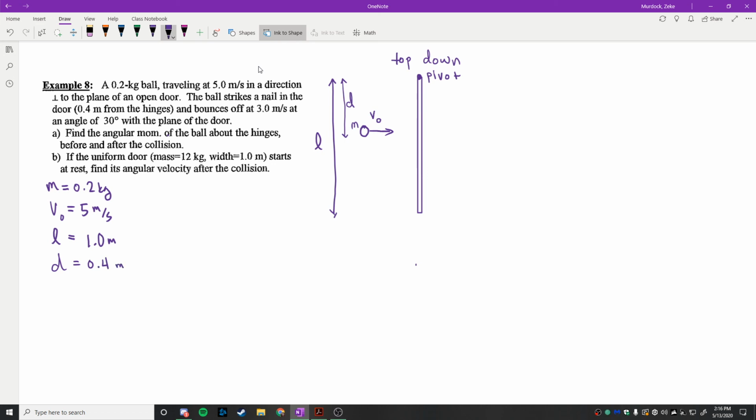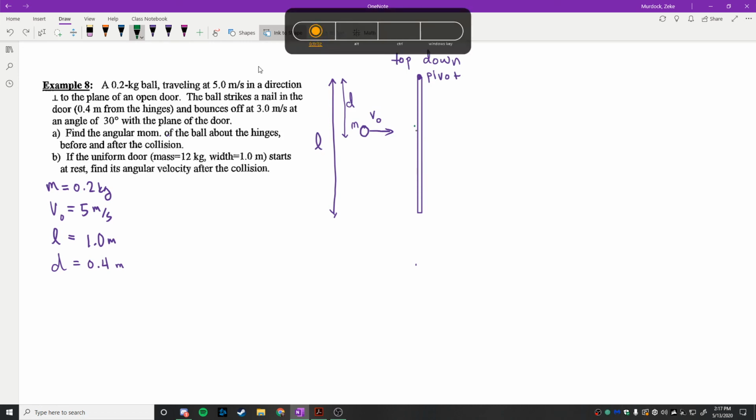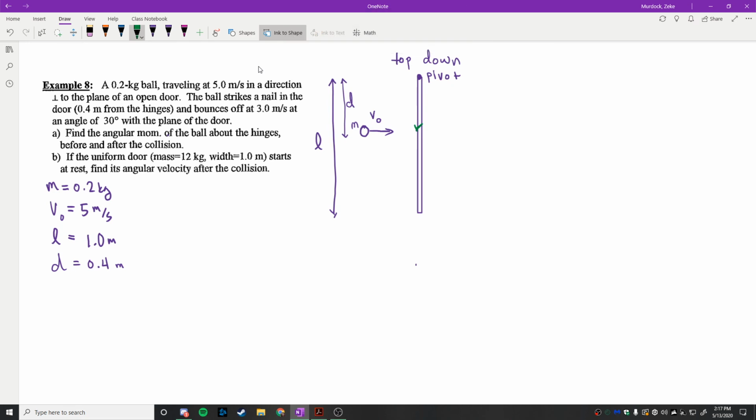Now, when the ball hits, there's going to be a nail sticking in the door, like right here, basically. That's the best way to put this. It's like there's a nail like this, maybe, in the door. So when that ball hits, it says that it bounces off at 3 meters per second at an angle of 30 degrees with the plane of the door. Okay, so when the ball bounces off, it says 30 degrees with the plane. So the plane of the door would be like this, right?